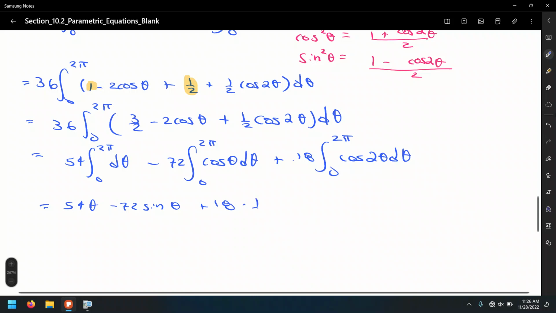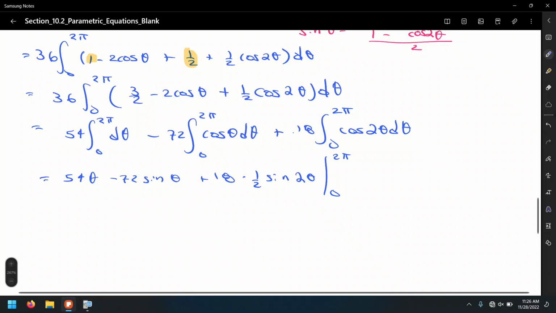1/2, 1/2 sine 2 theta, right? The angle remains the same in this case. And everything is getting evaluated between 0 and 2 pi. And let's do some simplification maybe. I'm going to do it along the way.